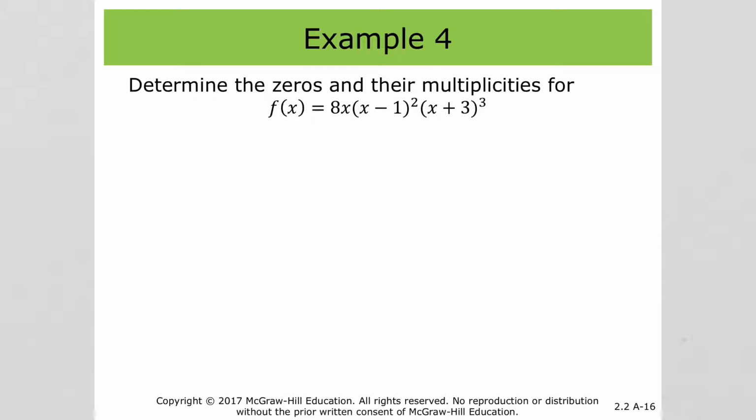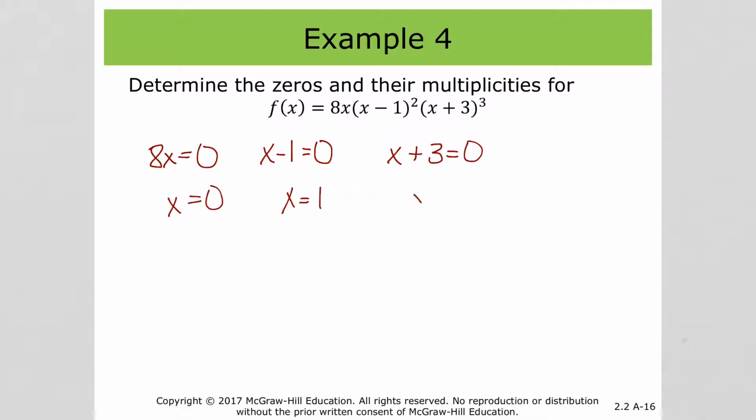Okay. Next says determine the zeros and their multiplicities. This one's already factored for us, so that's nice. So first we have that 8x equals 0. We have just what's on the inside. x minus 1 equals 0, and x plus 3 equals 0. Okay, we don't need to do it 2 times or 3 times. So here x is 0, x is 1, and x is negative 3.